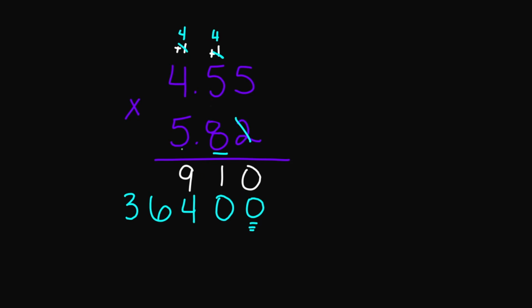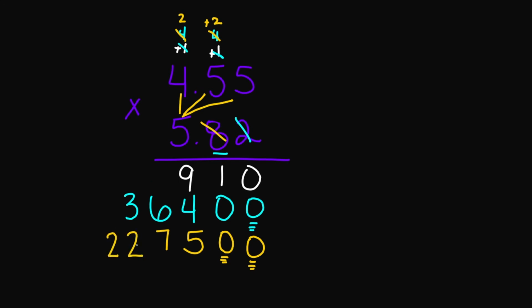Now I'm working in the hundreds place, so I do not need this 8 anymore, this 4, or this other 4. And I'm going to add 2 placeholders now because I'm working in the hundreds place. So 5 times 5 is 25. Write my 5, carry the 2. 5 times 5 is 25 again, plus 2 more is going to be 27. Write my 7, carry the 2. And then we have 5 times 4, that's 20, plus 2 more is going to be 22. I'm going to add 22 here.